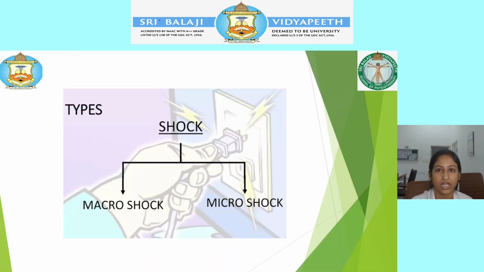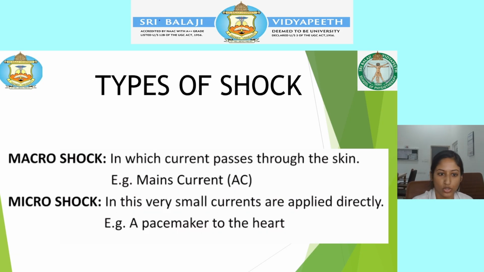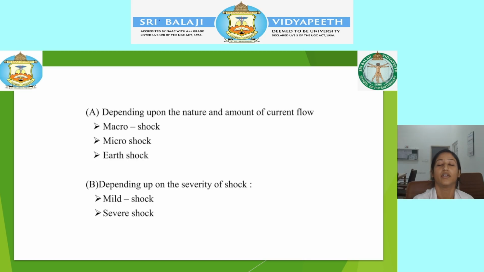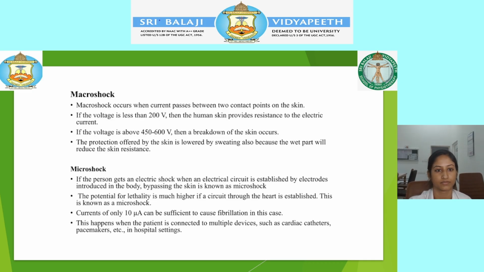What are the types of shock? There are two types of shock, macro shock and micro shock. In macro shock, the current is passed through the skin, and in micro shock, a very small current is applied directly, for example a pacemaker to the heart. Depending upon the nature and amount of current flow, there are macro shock, micro shock and earth shock, and depending upon the severity, mild shock and severe shock.